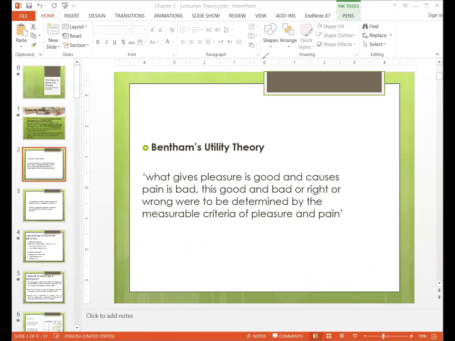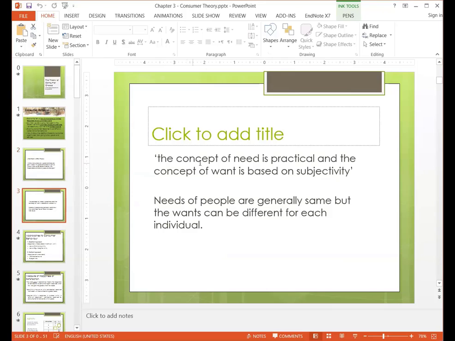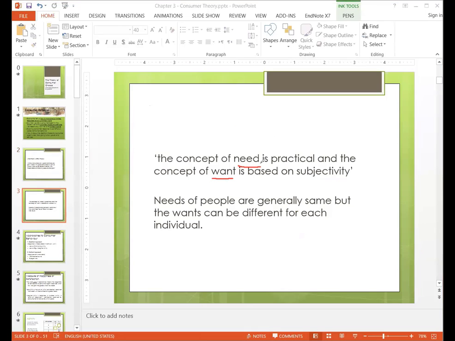Okay, so let's move on. The concept of need is practical, and the concept of want is subjective. The question that came at the start of our course was, what is the difference between need and want? So here it is defined.